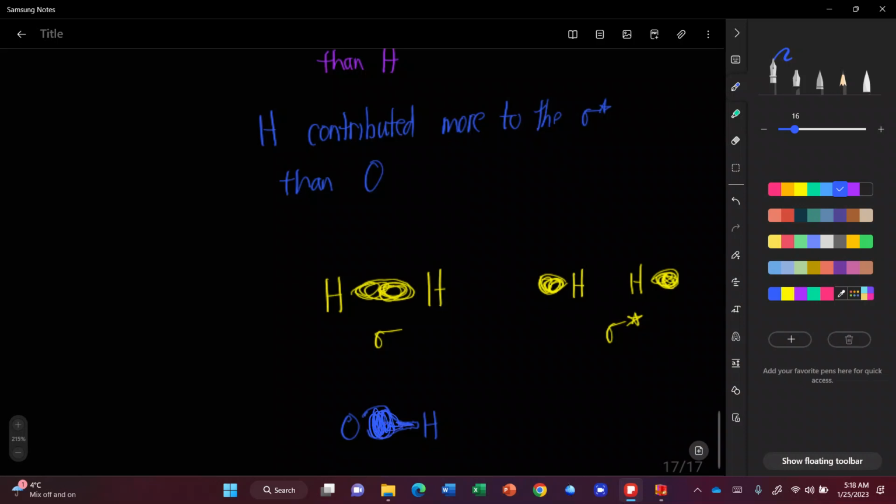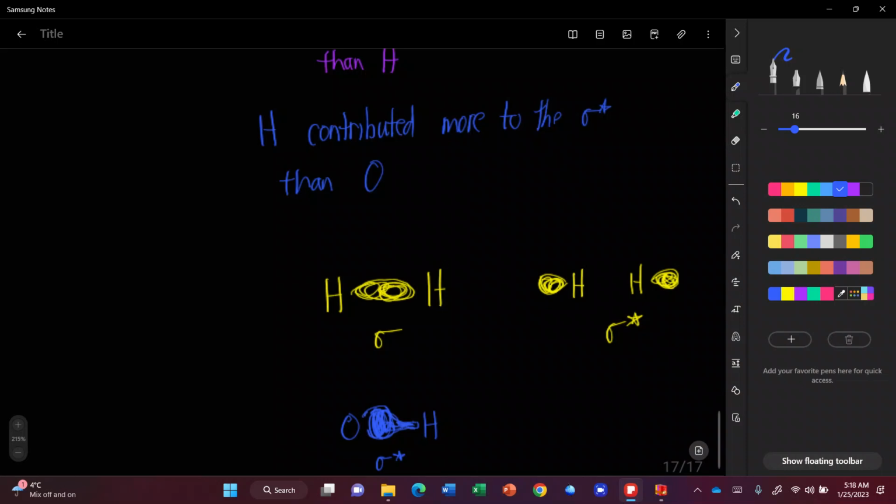So the sigma orbital of something like an OH is actually going to look more like that. If you imagine, you kind of take the electrons of the hydrogen and shove them over to the oxygen, okay?